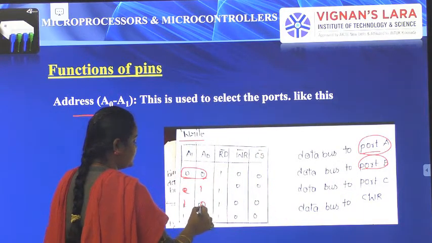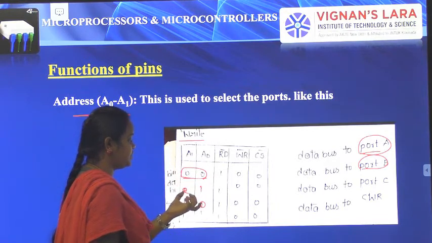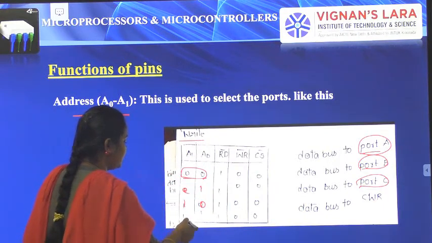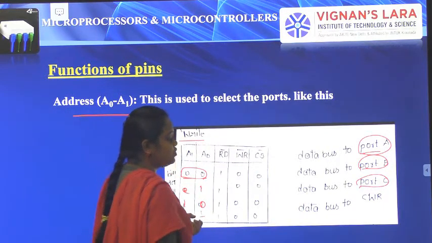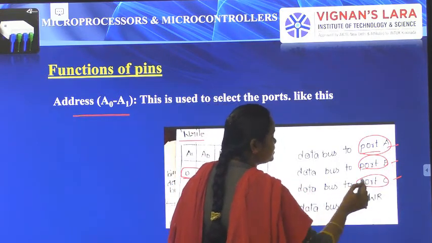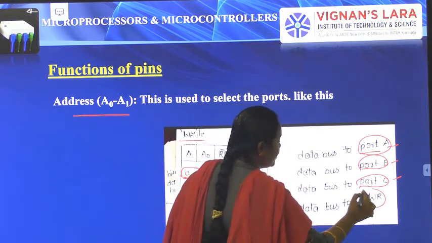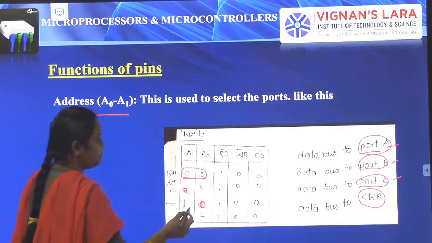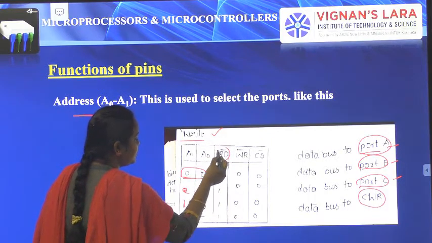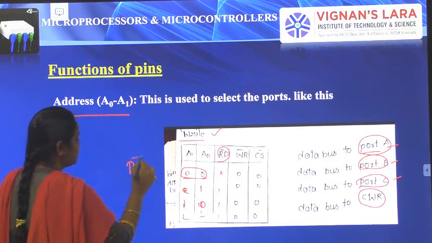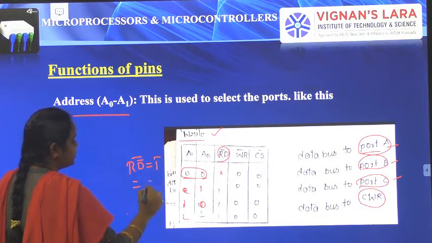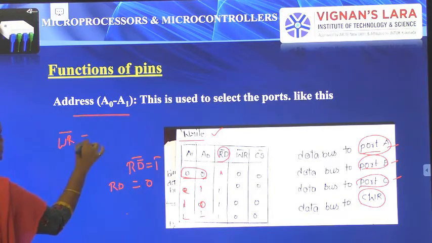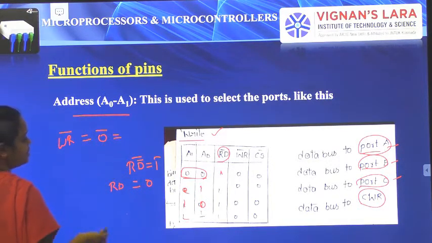Whenever A1 is 1 and A0 is 0, port C is handling the system bus, and when both are 1 and 1, there is no operation; port A, port B and port C are in rest mode, and we only write the data to the registers. So this is the write operation, RD bar becomes 1, which means the read operation is disabled. WR bar equals 0 means the write operation is active.